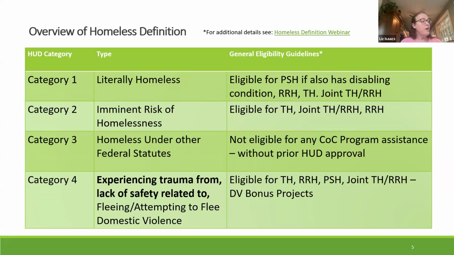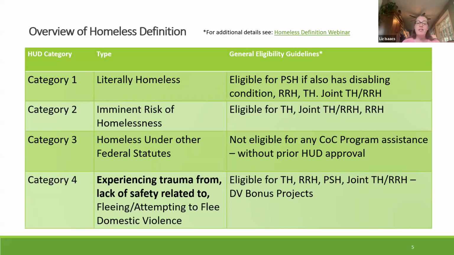So category four, these folks are experiencing trauma from lack of safety related to fleeing or attempting to flee domestic violence. So these folks, it's very broad. It can serve folks who are experiencing dating violence, sexual assault, stalking, and other dangerous or life-threatening conditions. Also, that might relate to violence such as human trafficking. They have no place to go, and they lack resources to get a place to go.